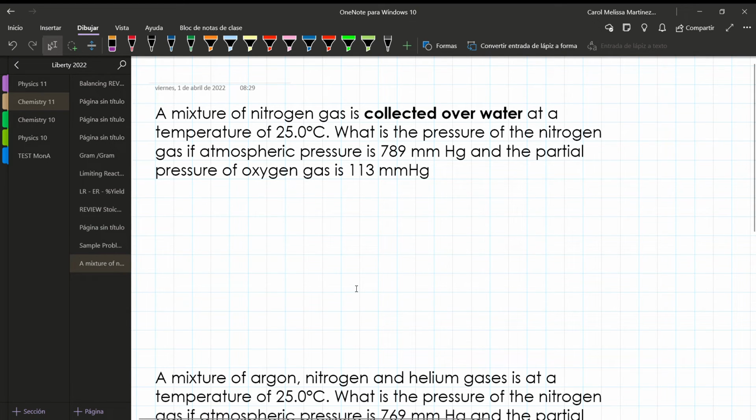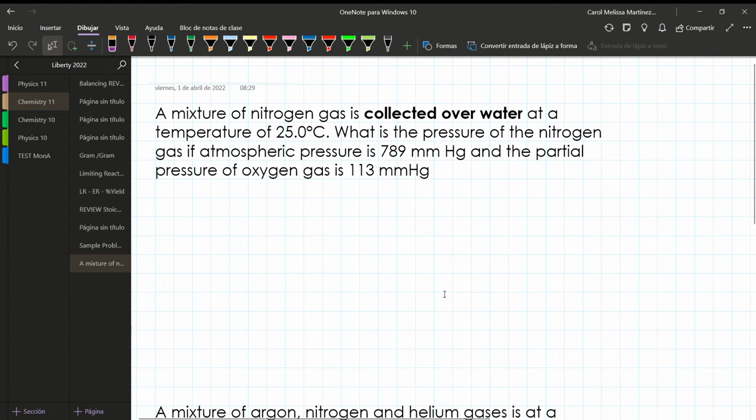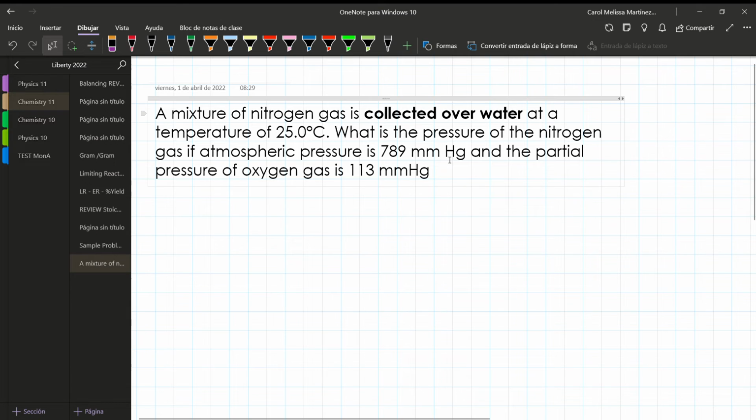Okay, in the first example that I have here, it's about a mixture of nitrogen gas. It says it's collected over water at a temperature of 25 Celsius. What is the pressure of nitrogen gas if atmospheric pressure is 789 millimeters of mercury, and the partial pressure of oxygen gas is 113 millimeters of mercury?